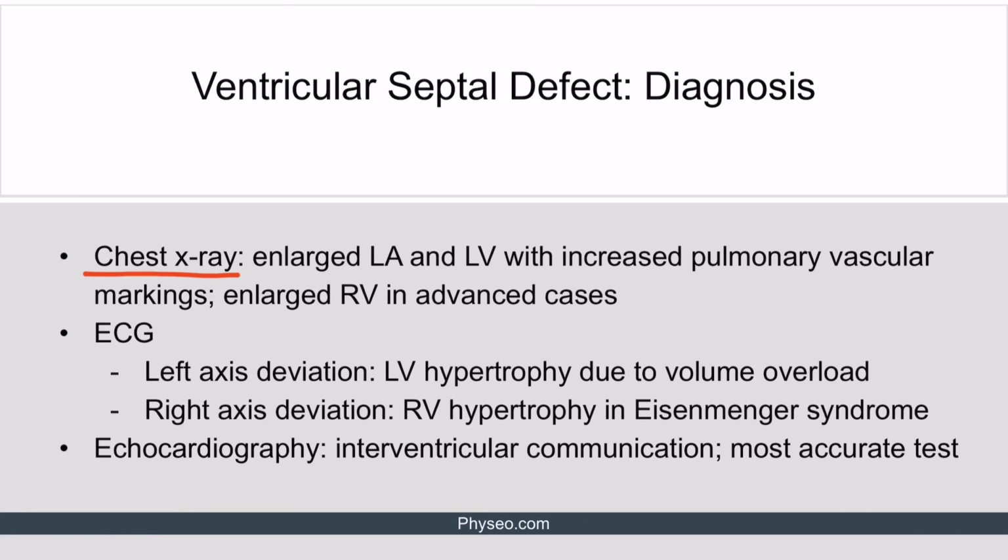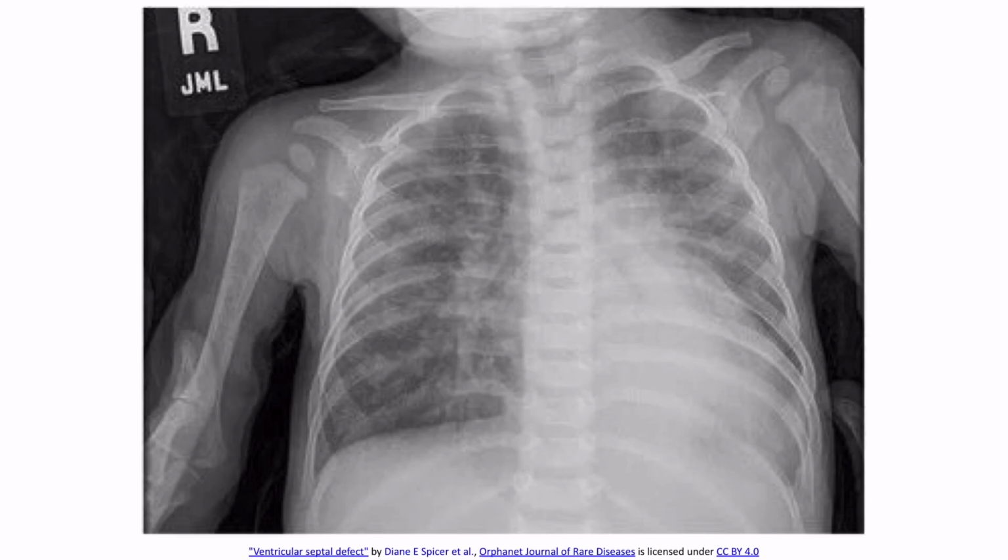Left ventricular hypertrophy due to volume overload can be appreciated in the ECG as left axis deviation. Similarly, right ventricular hypertrophy in Eisenmenger syndrome can be seen in the ECG as right axis deviation. Echocardiography is the most accurate test. It shows interventricular communication. Here's a chest X-ray showing the features of advanced VSD.